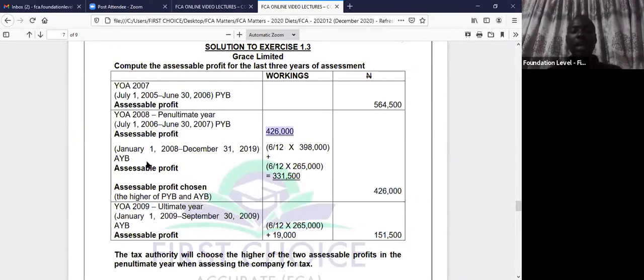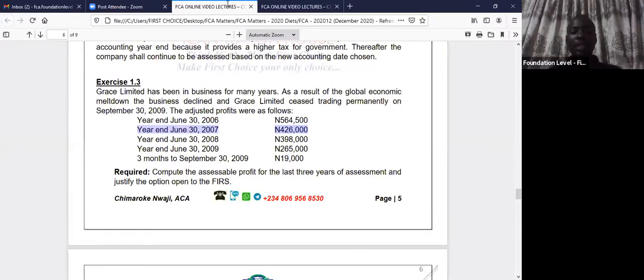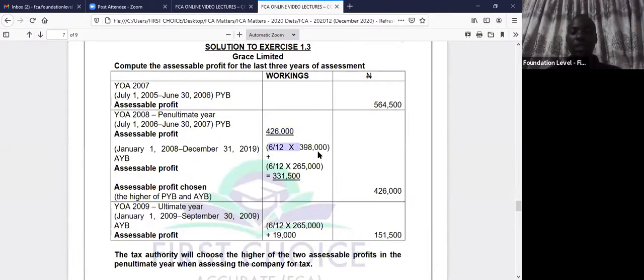Then the actual year basis will be from January 1, 2008. So where can we get January 1? Here, up to December 31st. So here is December 31st. It cannot be found here. So from January to June is 6 months. So we are going to take 6 out of 12 here, which is what we did.